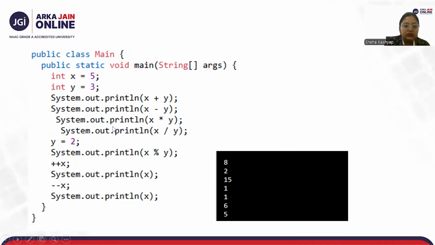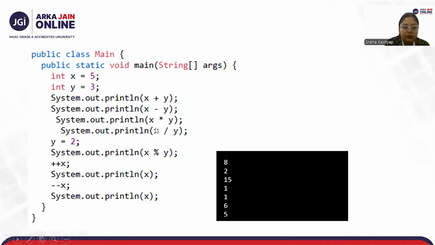Next, I'm trying to use the minus operator. So here 5 minus 3. Upon using 5 minus 3, the result is 2, so it will simply print 2. Next, I'm trying to use the product operator. So here I'm using the multiplication operator. So 5 into 3 sums out to be 15.